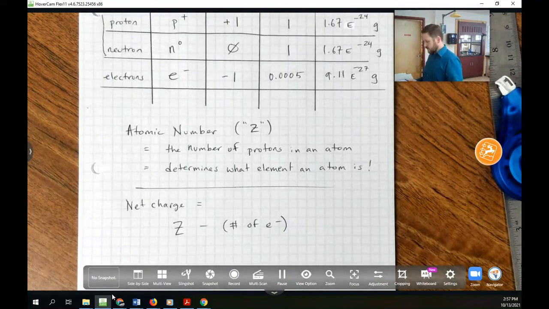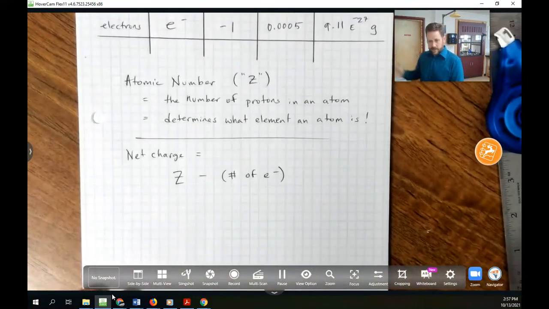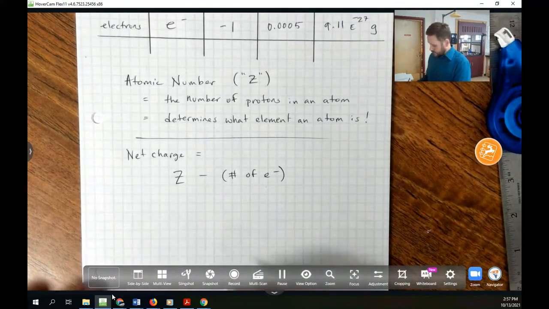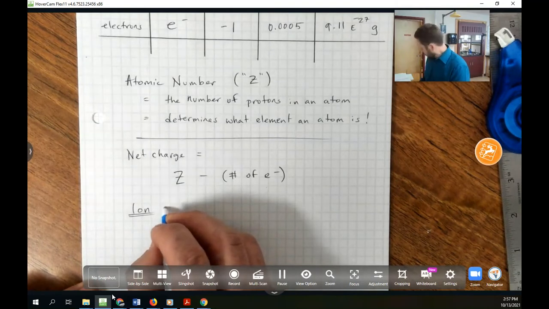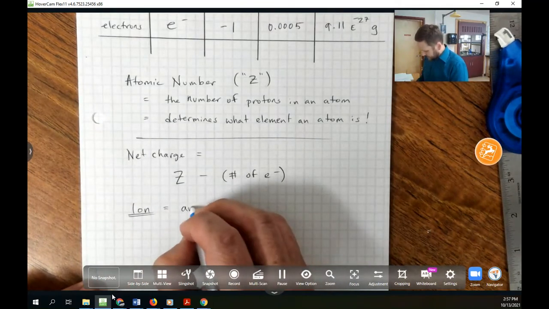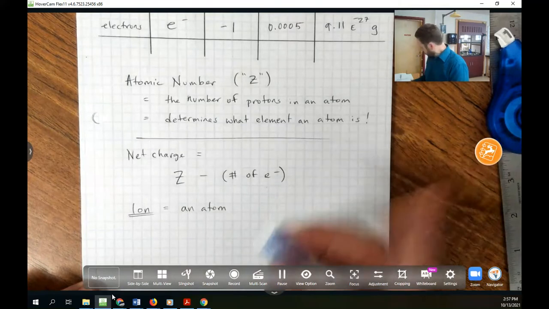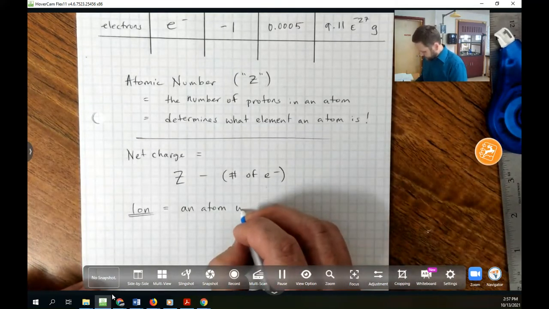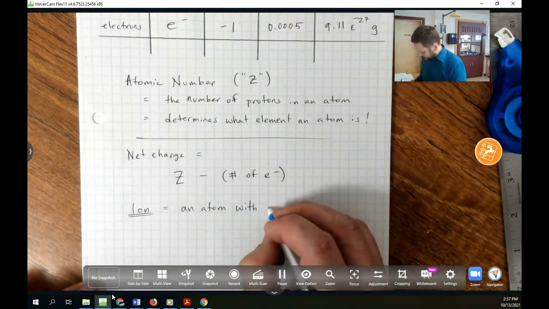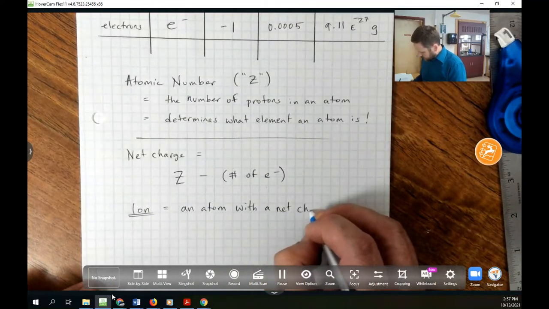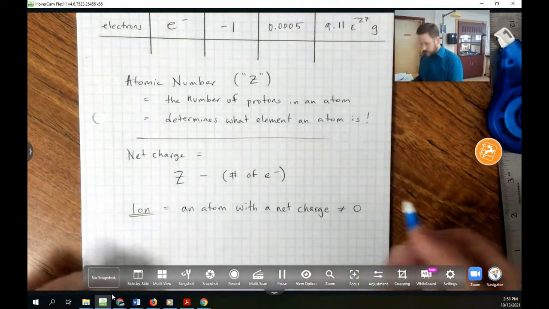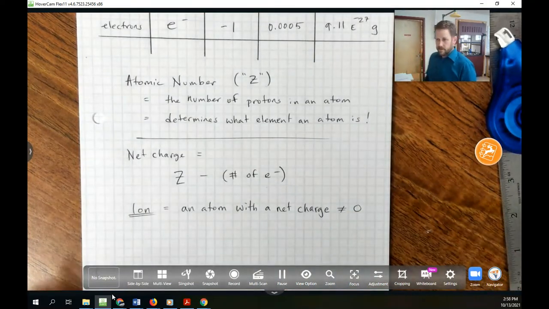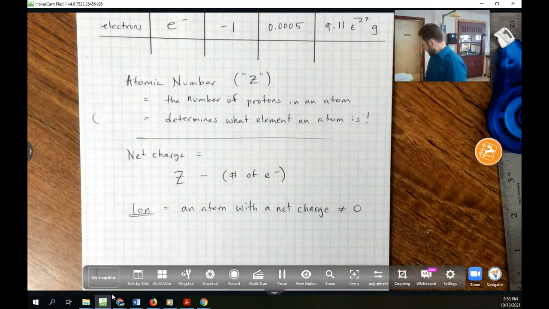We're often going to need to consider what the charge of an atom is. And when we're talking about an atom which has a net charge, then we're talking about an ion. And this is a very important term. An ion is an atom with a net charge, and what I mean by that is a net charge which is not equal to 0, right? If the net charge was 0, then we would consider that to not be an ion, but just an atom.